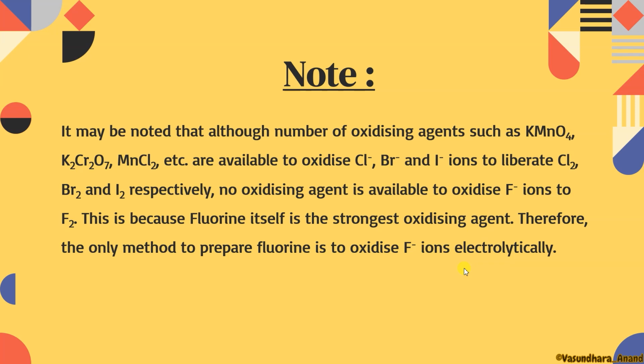No oxidizing agent is available to oxidize F minus ions to F2, because F2 is the strongest oxidizing agent. So it will undergo reduction only, it will not undergo self-oxidation. This is because fluorine itself is the strongest oxidizing agent. Therefore, the only method to prepare fluorine is to oxidize F minus ion electrolytically. Only by this electrolytic method will F minus convert into fluorine; there is no other process.